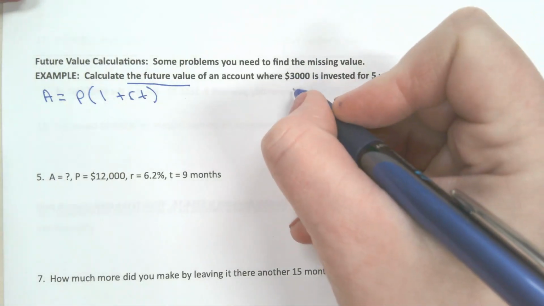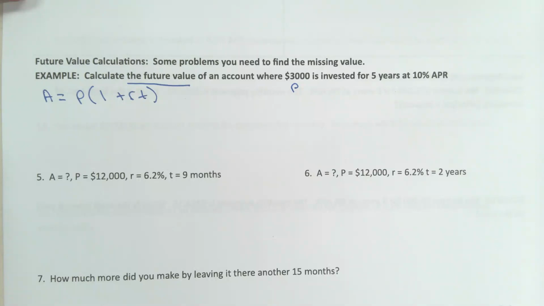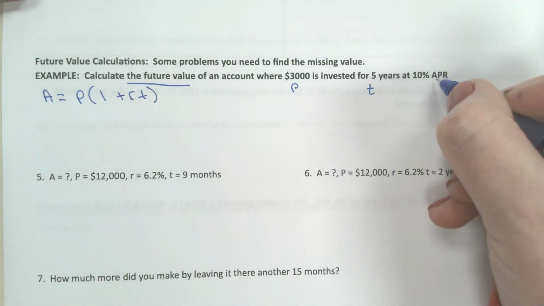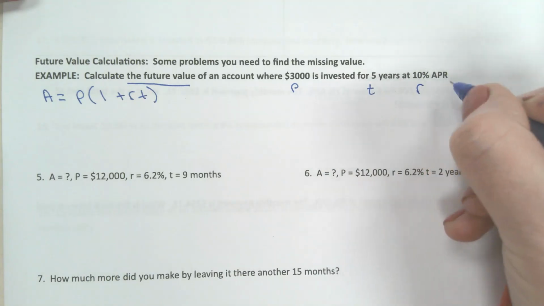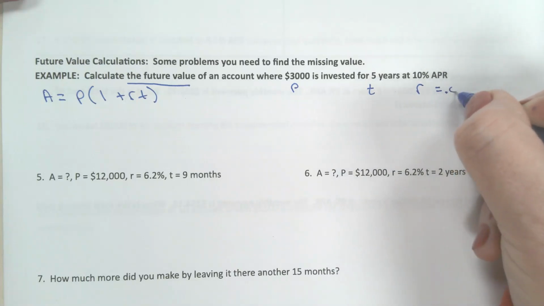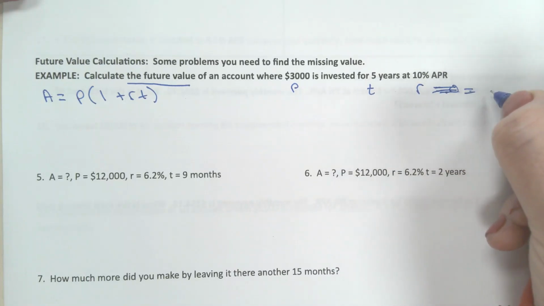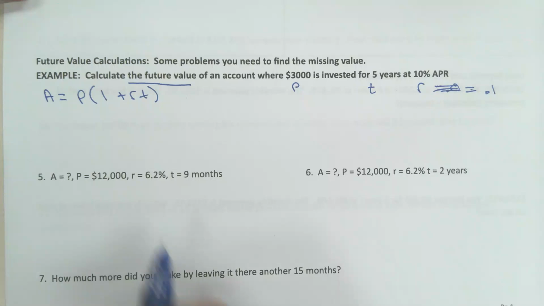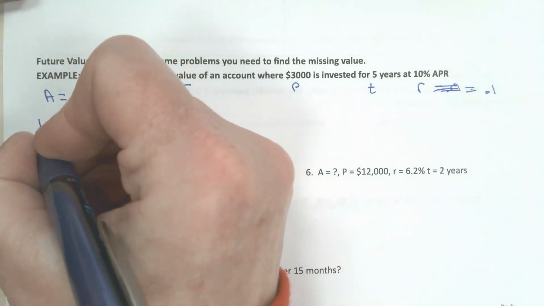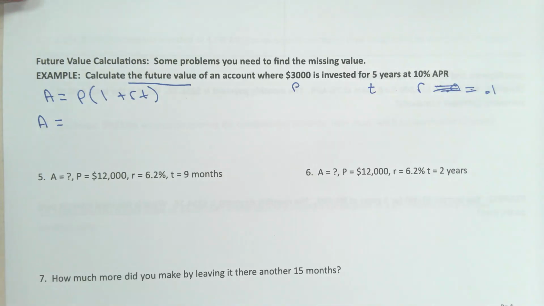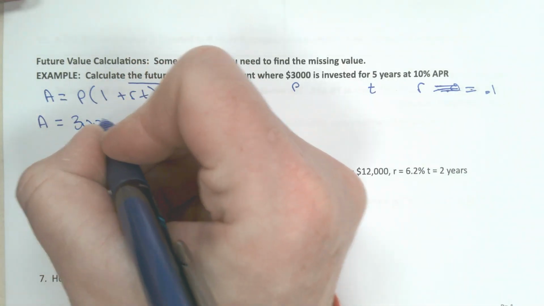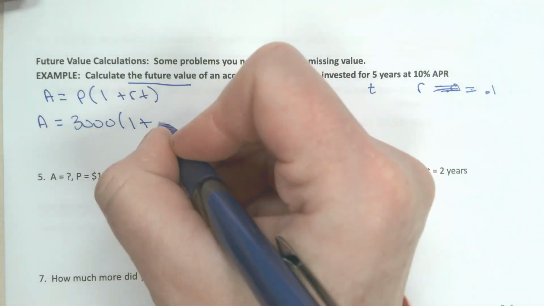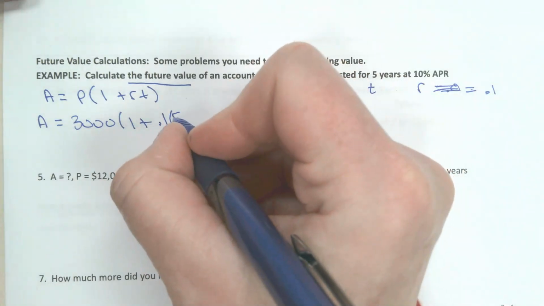I'm going to invest $3,000, that's my principal, for 5 years, that is my T, at 10%, so that is my R. 10% as a decimal is 0.1. And I want my future value, so I know that I'm solving for A. So I'm just going to substitute these numbers in. My rate is 0.1 times 5.